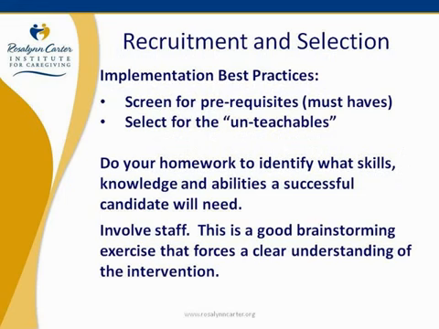When you're going through the selection process, you will screen for prerequisites, those things that they must have. You don't even get called in for an interview if you can't demonstrate that you have the prerequisites that are in place for this position.